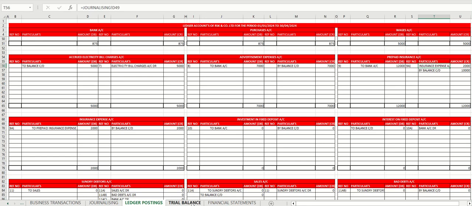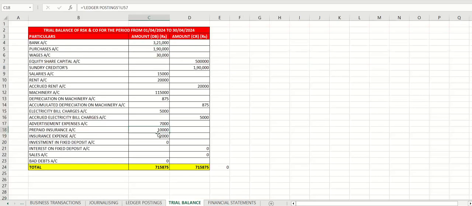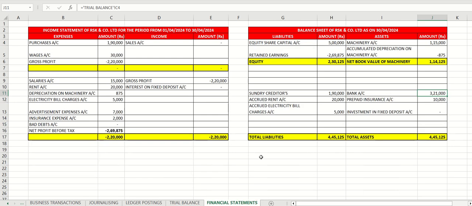The same amounts we have shown in the trial balance. See, 10,000, 12,000, and 3,21,000. The trial balance should match because we have been following the double entry system of bookkeeping. There will not be any discrepancy between debits and credits. In the balance sheet, we will see how these are supposed to be shown. This prepaid insurance is related to the future period, so we would be treating that as a current asset. So we are showing this 10,000 as a current asset.